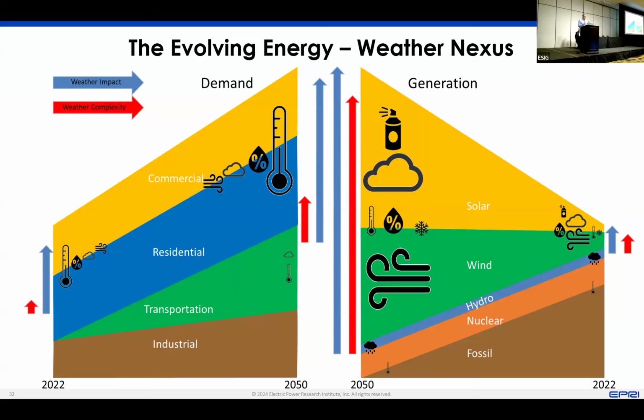We're electrifying all of our residential and commercial heating and cooling. And then we're doing that with a generation system which is fundamentally driven by weather. So the wind and the solar, which really explodes the complexity, which is why it's so important that we have really high quality data with which we can model our systems.